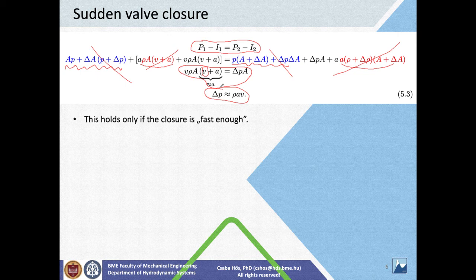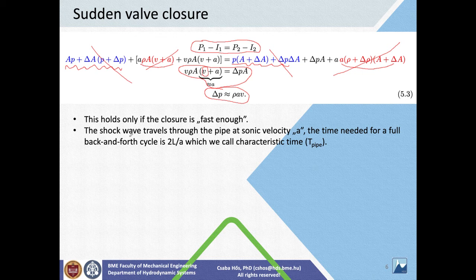But this equation holds only as long as the closure is fast enough. And by fast enough, we mean that the shock wave, which travels through the pipe with sonic velocity A, will need a time of 2L over A to run fully back and forth through the pipe of length L. Okay, and this will be called the characteristic time of the pipe. This is important. This is the characteristic time of the pipe because L is here.